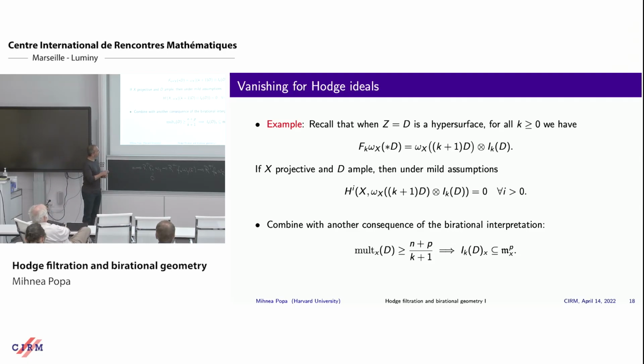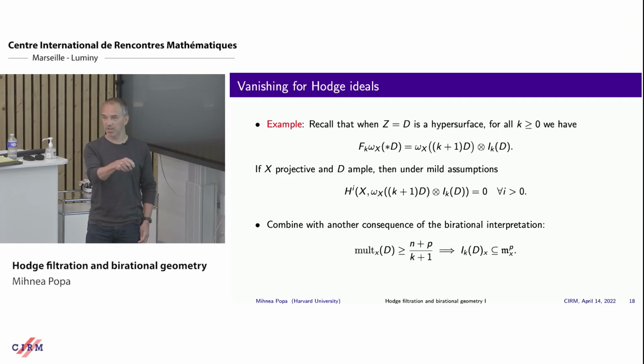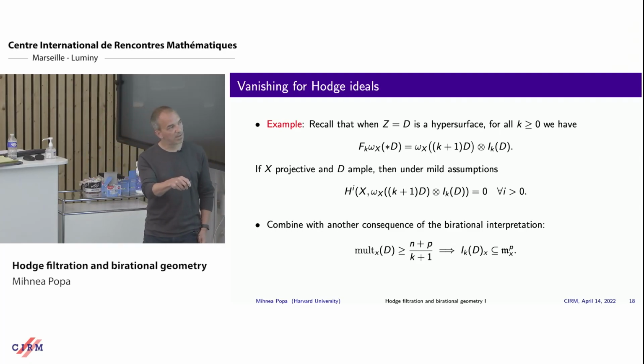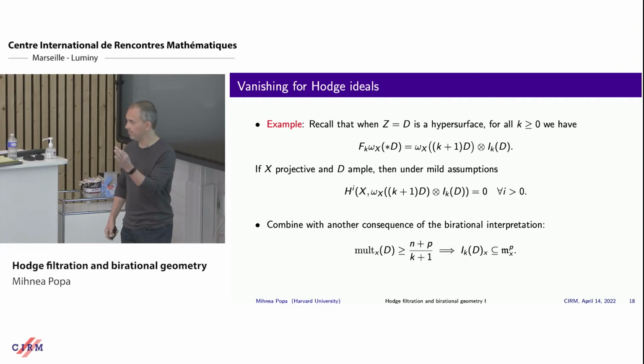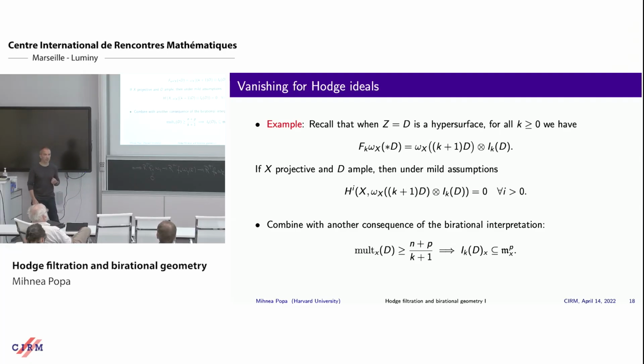You just look at the divisor and look at the multiplicity of a point on that divisor. n is the dimension of the variety. And then I pick two numbers, p and k, whatever they are. So if the multiplicity of the divisor is sufficiently large, then the kth Hodge ideal is non-trivial at that point. And not just non-trivial, in fact, it is contained in the pth power of the ideal of that point. Okay, so it also tells you a little bit how deep the Hodge ideal is.